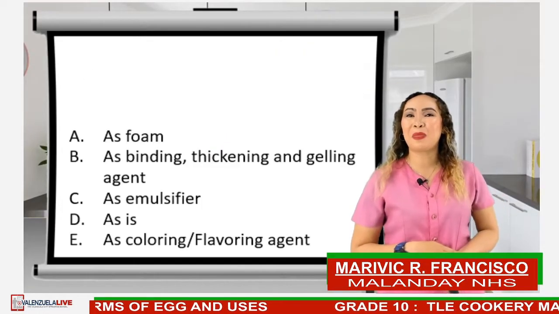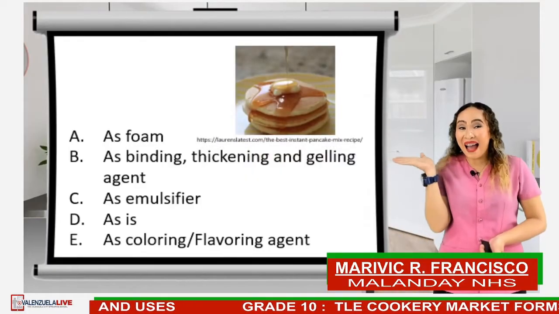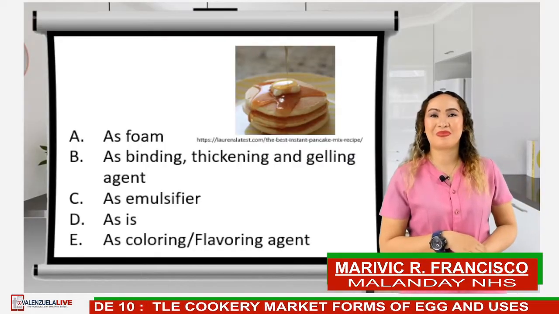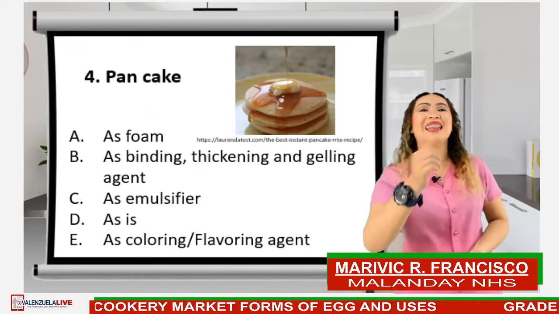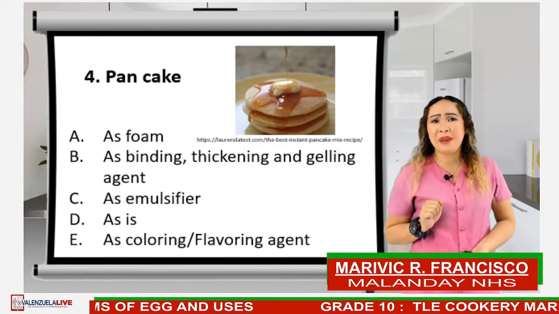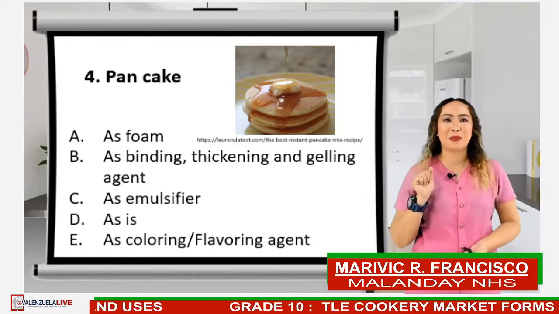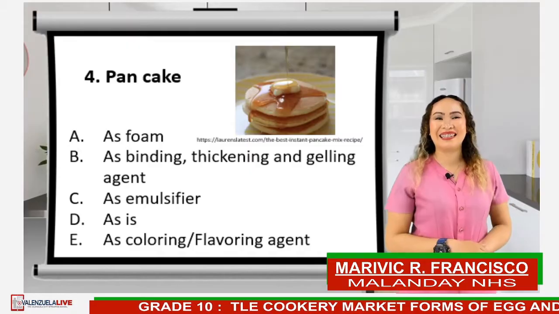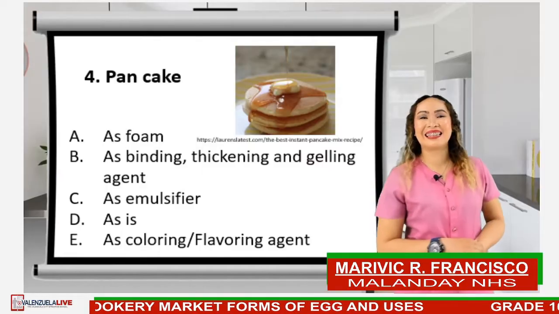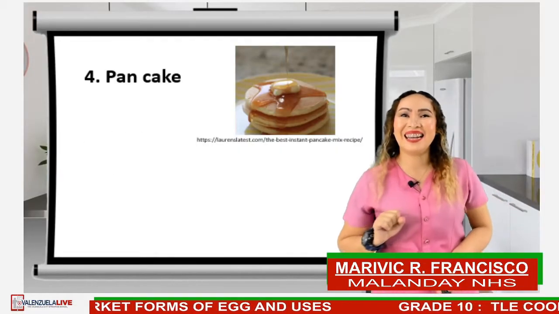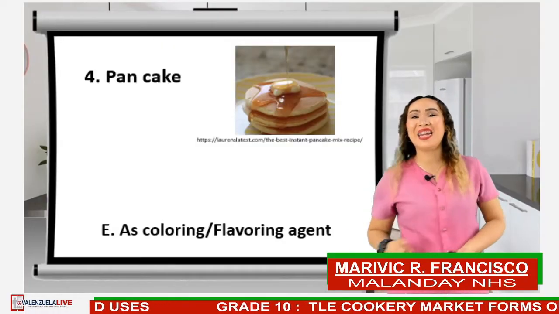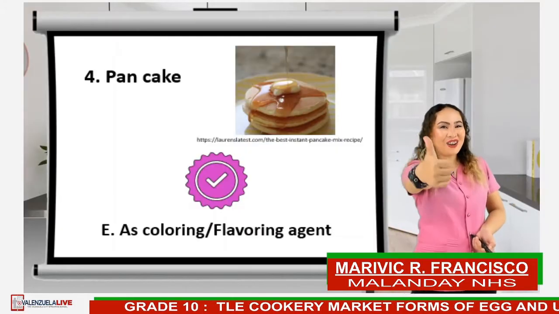Next recipe. One of our favorite breakfasts. Yes, you are correct, this is a pancake. How is egg being used in making pancakes? Write your answer. If your answer is as coloring or flavoring agent, then you are correct. Good job.